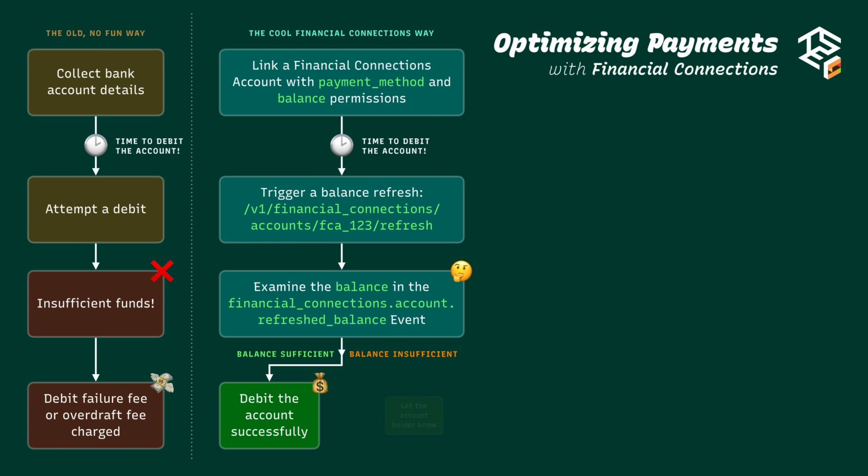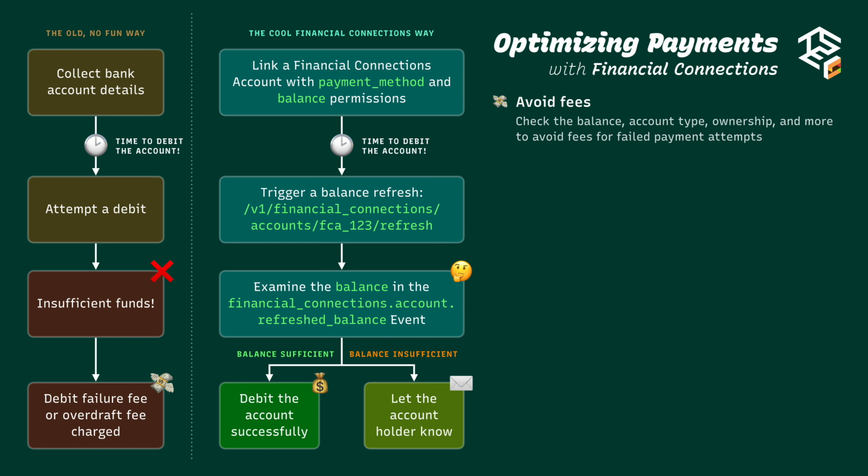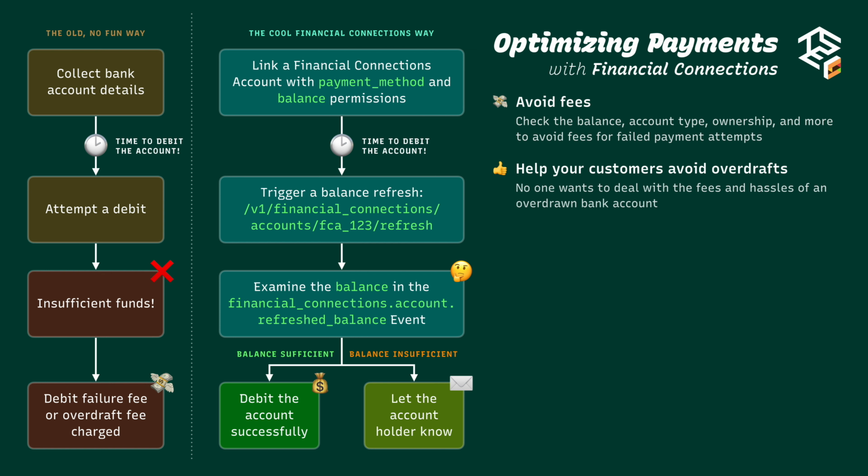Instead, the account holder can be contacted with next steps, such as adding funds to their account or providing an alternative method of payment. This example shows how financial connections accounts can be used to avoid fees by checking the balance before attempting a debit. But you can also use financial connections to check other things like the account type, ownership information, and more to further decrease the chance of failed payments. You can also see how this flow helps customers avoid overdrafts, which no one wants to deal with. Customers prefer outreach with next steps versus putting their account in the red.